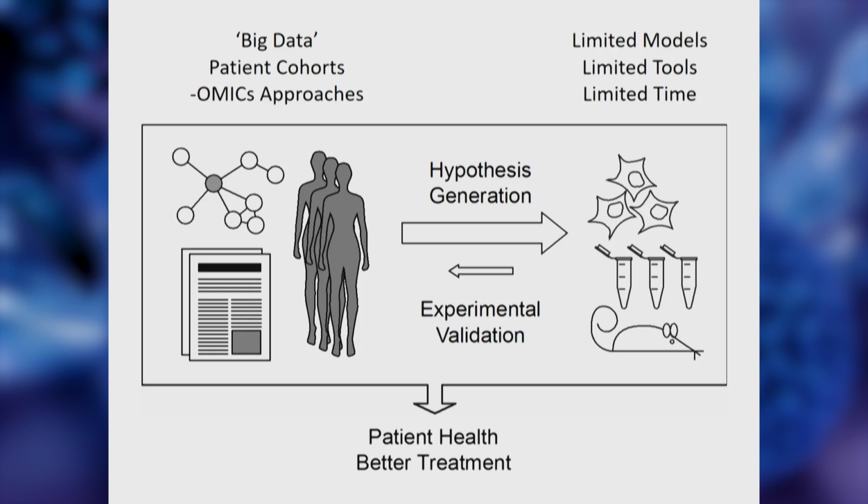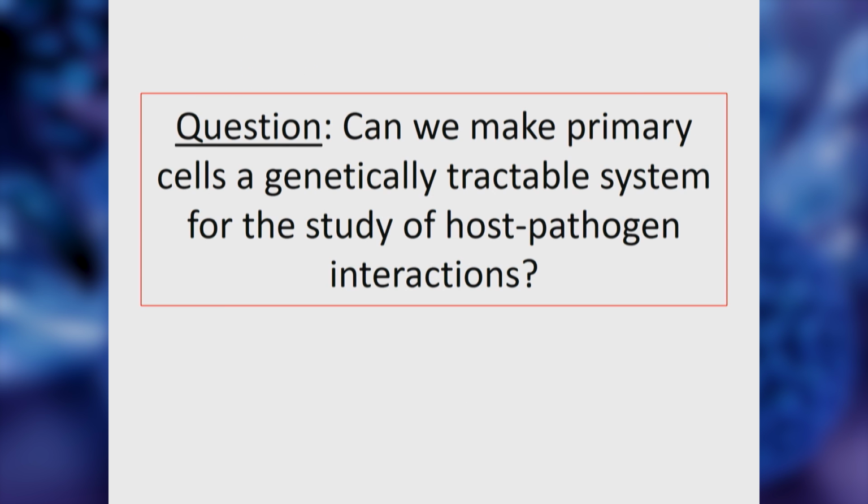So there are a couple different ways that we can approach this, and one of them is really reflected in a lot of the NIH calls currently, and that's to better mine the data we have through computational methods and modeling. But the other approach we can use is to improve our models and our tools and make them a little bit more high throughput. And so that's the whole idea behind our attempt to make primary cells a more genetically tractable model system.